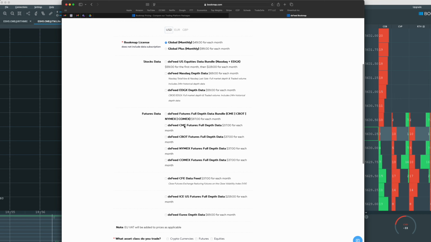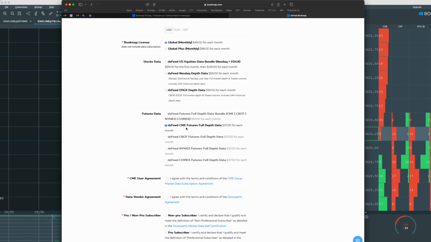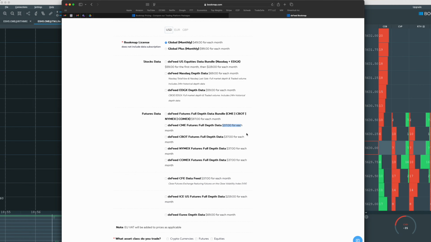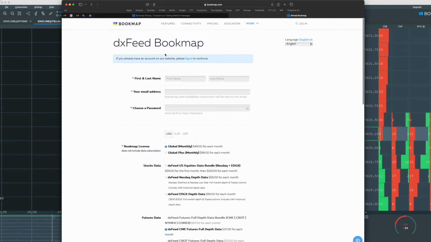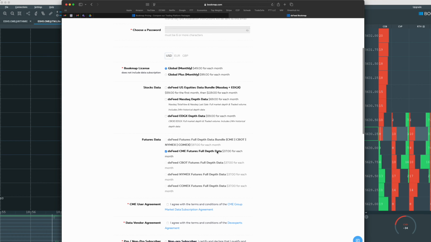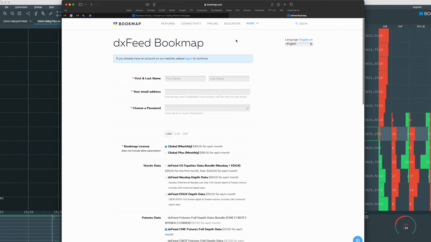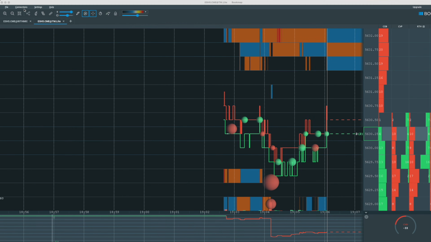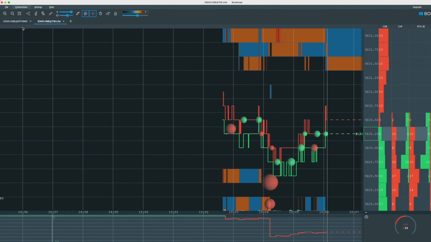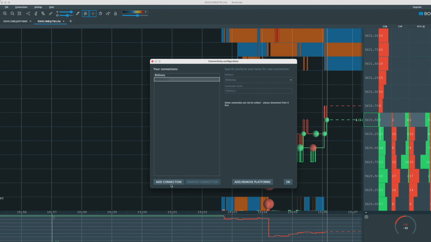And the only one you're going to need for futures is the CME full depth data. So if you're looking at the NASDAQ or the S&P, this is the one you're going to need to get, and it's going to be $37 each month. So those are your costs for using Bookmap. And then if you have a broker, they'll get you set up with a Rhythmic already. The cheapest way is to go to Apex, get their cheapest account, and then connect via Rhythmic. That's your hack. Once you have a Rhythmic login, however you get it, or a DX feed login, you're going to come to connections, configure, and you're going to add connection.